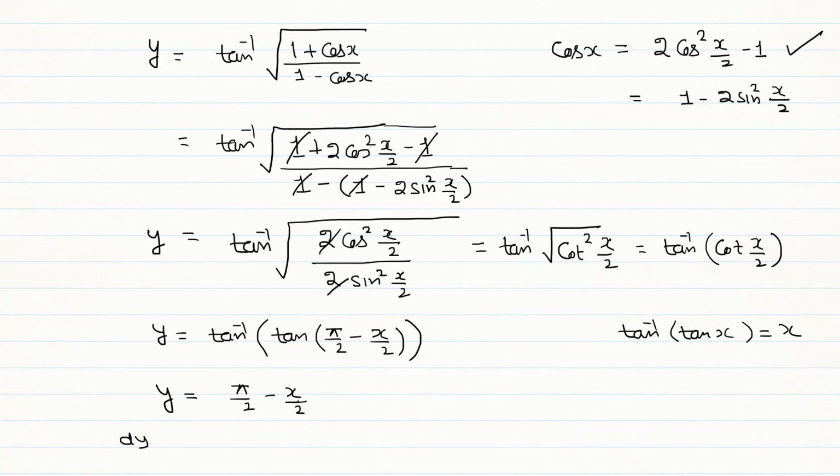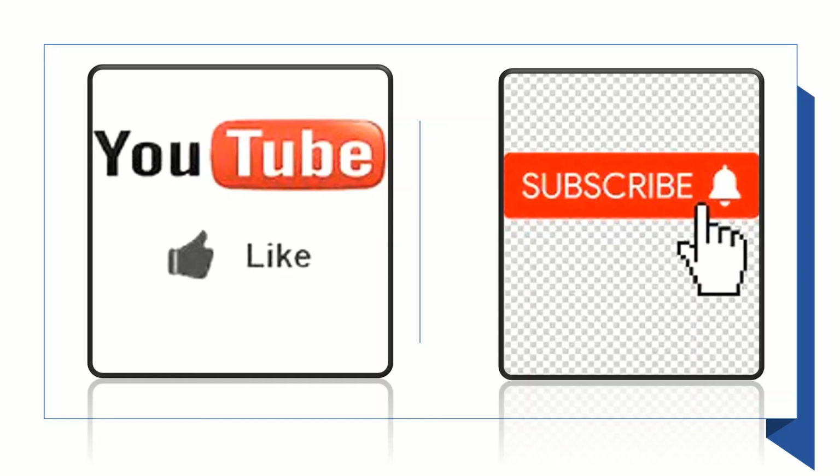Now since I have to find dy by dx, so differentiating both the sides, pi by 2 would be 0, minus x by 2 would be just minus 1 by 2. So the derivative of this expression is just minus 1 by 2. So this is all about differentiation of inverse trigonometric functions.